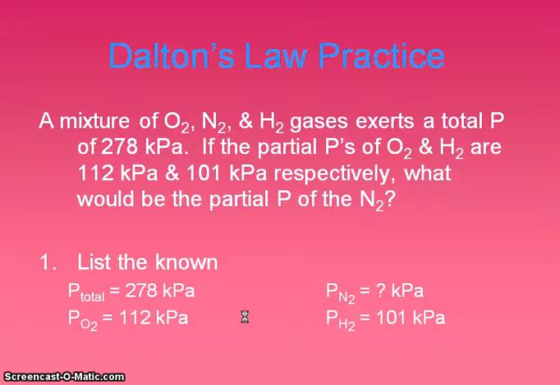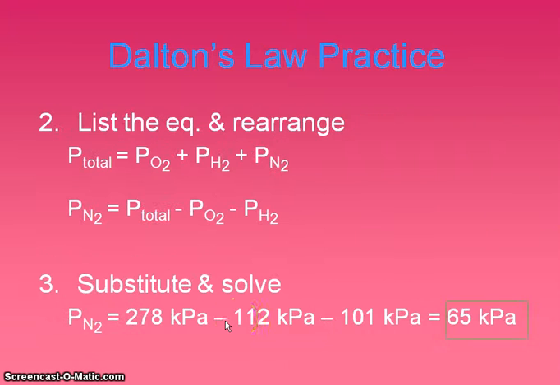So here's a Dalton's law problem. It says a mixture of oxygen, nitrogen, and hydrogen gases exerts a total pressure of 278 kilopascals. If the partial pressures of oxygen and hydrogen are 112 and 101 kilopascals, what would be the partial pressure of the nitrogen? So what we know, we've got our total pressure of our gas at 278. We know the pressure of the oxygen. We know the pressure of the hydrogen. We need to find the pressure of the nitrogen.